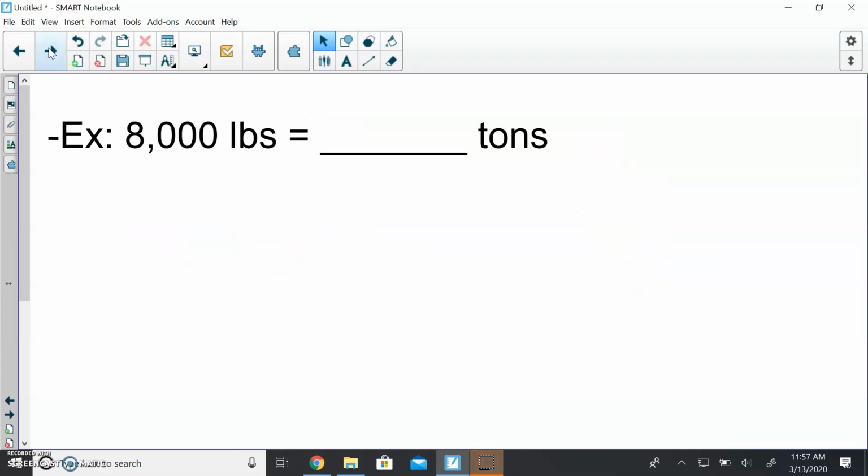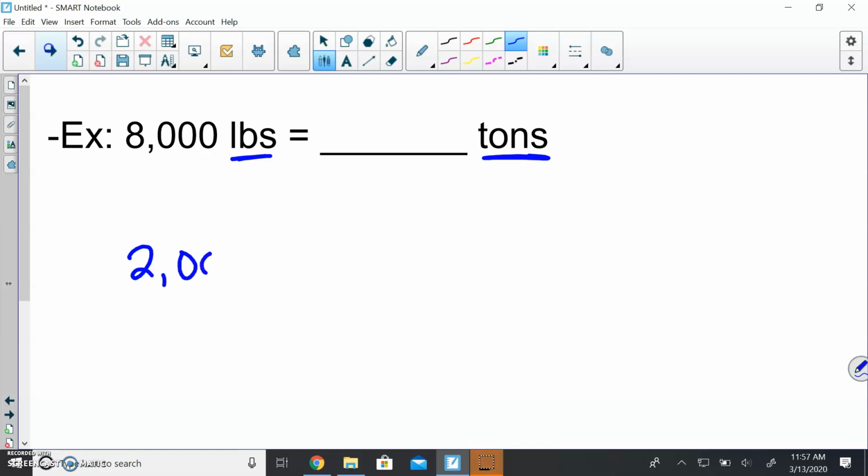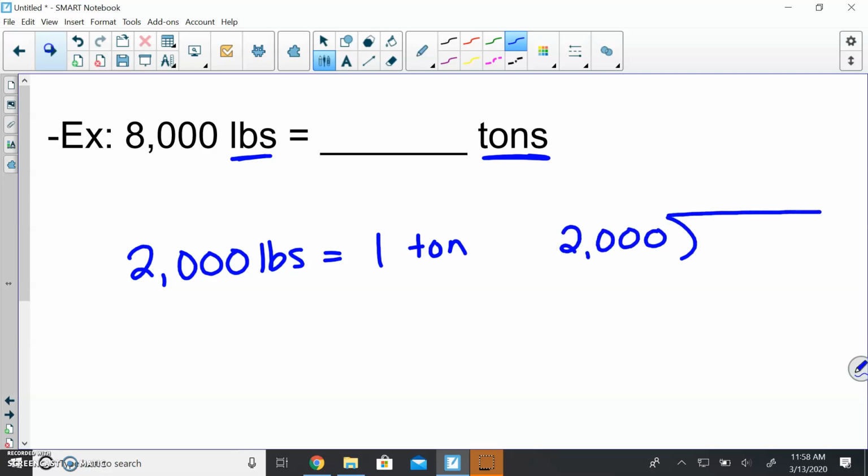Going to our next problem, now we have 8,000 pounds, and we are converting that to tons. So our first thing is to think, what's the relationship between our two units? Well, I know 2,000 pounds is equal to 1 ton. It takes 2,000 pounds to make 1 ton. So how many groups of 2,000 can I make from 8,000? Right? Or doing 2,000 dividing 8,000 by that. Okay? How many times can 2,000 go into 8,000?